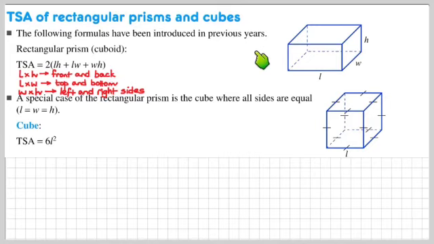Now, please don't try and remember that formula. It's just a waste of time. You can get it from information you already know. We're just working out all of the areas on the surface of that object.